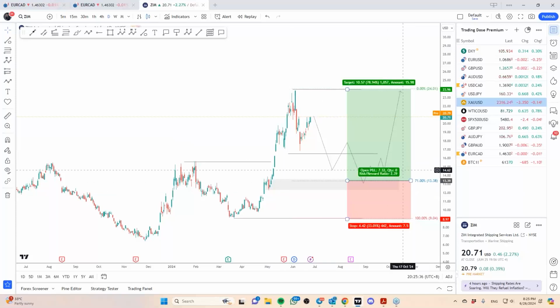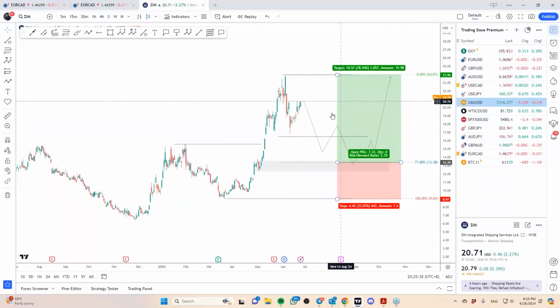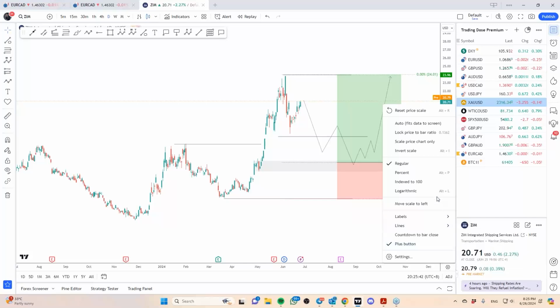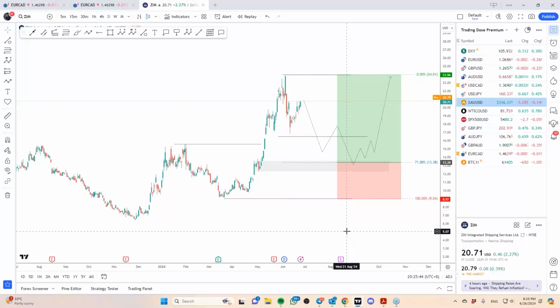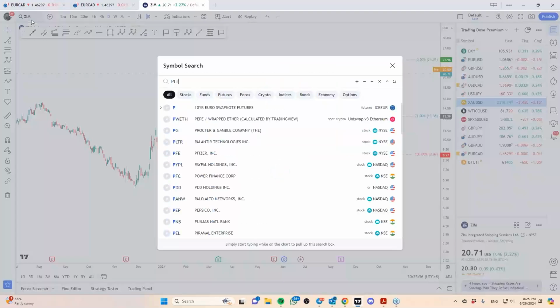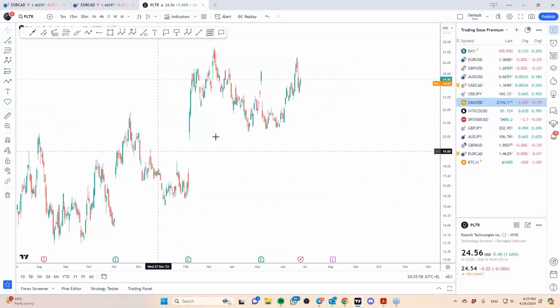If you take a regular chart, it looks like that. Most of my charts I just turn into log scale, just to take away that exponential move. But basically, just be aware of it. Right, so this is on ZIM, so PLTR.